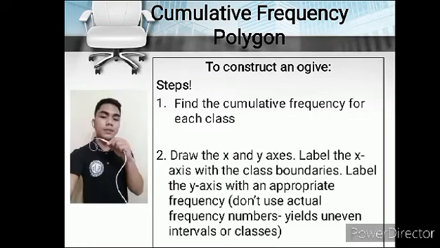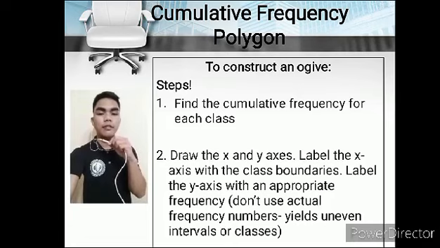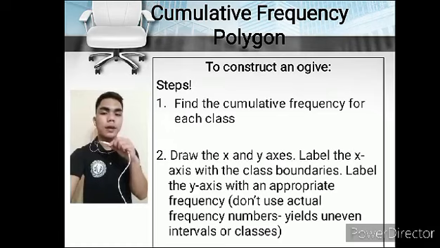So here are the steps on how to create a cumulative frequency polygon, or sometimes called an ogive. First step is to find the cumulative frequency for each class as given in frequency distribution table. Second step is to draw the x and y axis. Label the x-axis with the class boundaries and label the y-axis with an appropriate frequency. And reminder, don't use the actual frequency numbers, yields, and even intervals or classes.